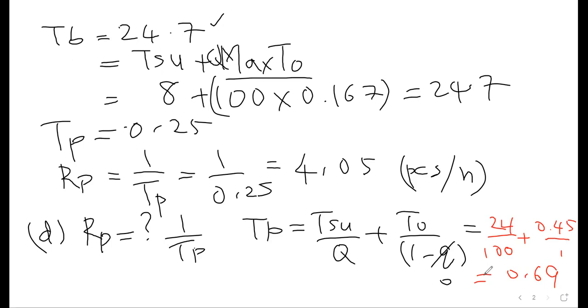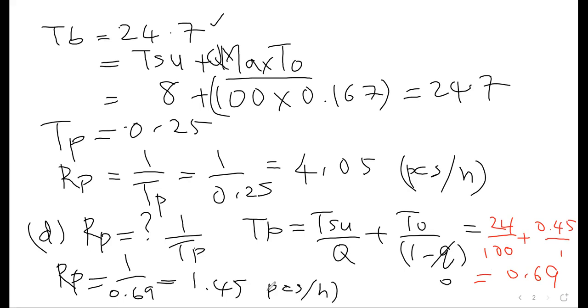So from there you can find RP equals 1 over 0.69 equals, I already calculated here, 1.45. You can calculate by your own. Pieces per hour. So that is for D, yeah. So you can get this answer for D.